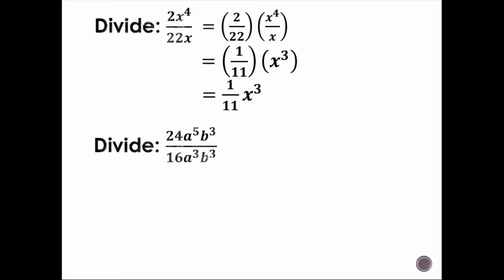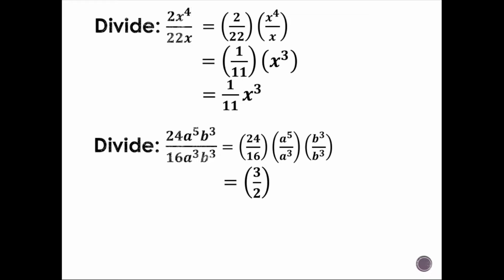Another example, I have 24a to the 5th power b cubed over 16a cubed b cubed. Dividing the constants, 24 divided by 16 cannot be divided exactly, so what we're going to do is just simplify this fraction. The greatest common factor of 24 and 16 is 8, so 24 divided by 8 equals 3, and 16 divided by 8 is 2, so its lowest term is 3 over 2. a to the 5th power over a cubed, applying quotient of powers, becomes a squared. b cubed over b cubed is the same as b raised to 0, which is equal to 1, so no need to write 1. So the final quotient is 3 over 2 a squared.